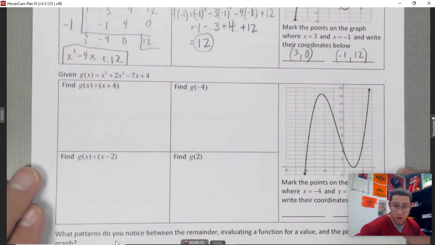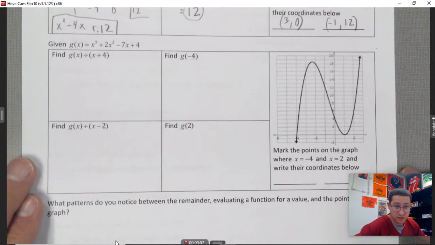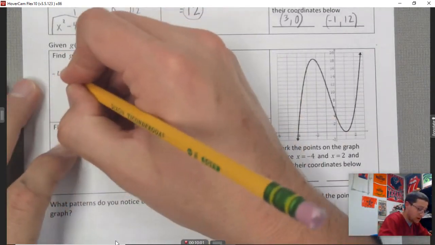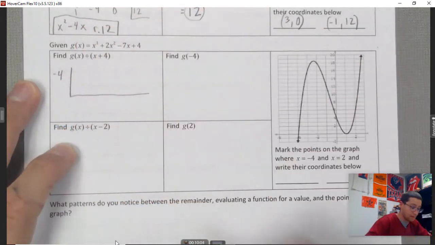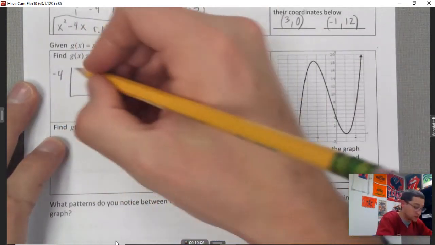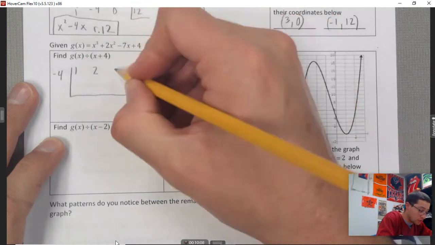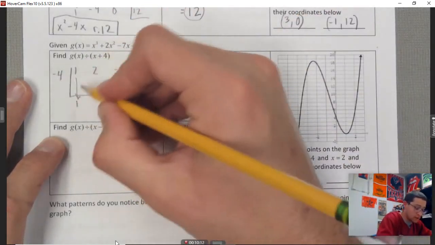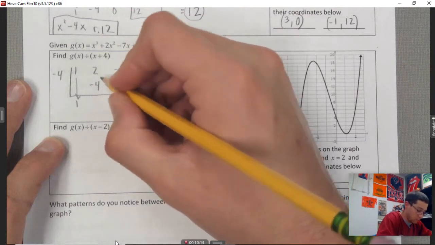All right. So g of x. Okay, so let's go ahead and see that pattern again. We've got a plus 4. I'm going to divide by negative 4. Coefficients 1, 2, negative 7, 4. Pull down that 1. Negative 4 times 1, that's negative 4.